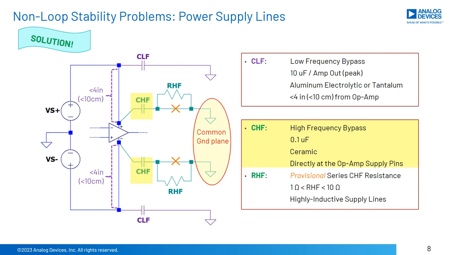At each power supply of each device, there should be a high-frequency bypass capacitor, CHF, of 0.1 microfarads directly at the IC power supply pin and connected to a single-point ground plane. Provisionally, if there are highly inductive power supply lines, a small value resistor, RHF, of 1 to 10 ohms may be placed in series with the CHF capacitors to avoid LC high-frequency oscillations.